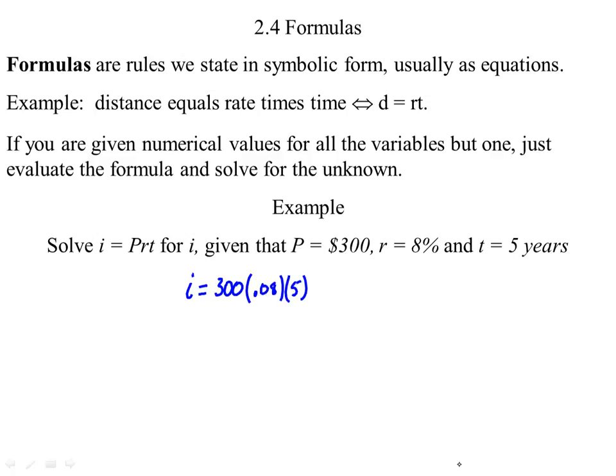From here, it's pure calculator work. Just multiply it all straight in. 300 times 0.08 times 5, and you're going to get $120. Understand you are talking about money, so make sure you represent it as money. If I ask you for the rate, you're going to give me an answer as a percent. Okay? And then, of course, if I asked you for time, you're going to give me the time in years. So make sure you give me the answer that I'm looking for.